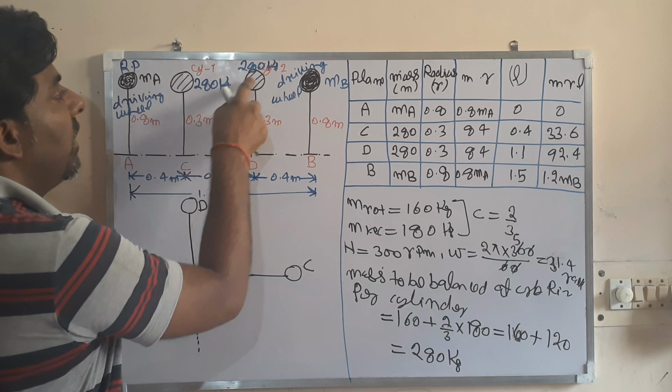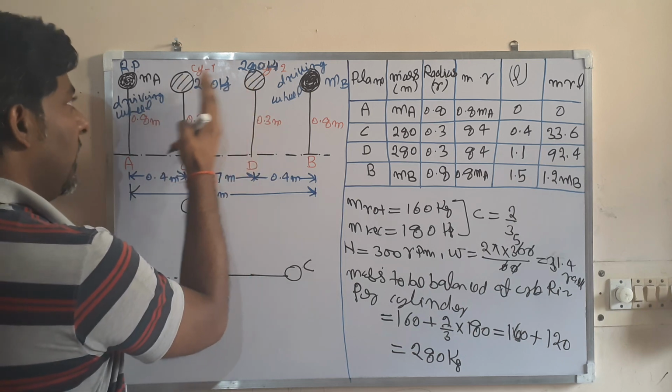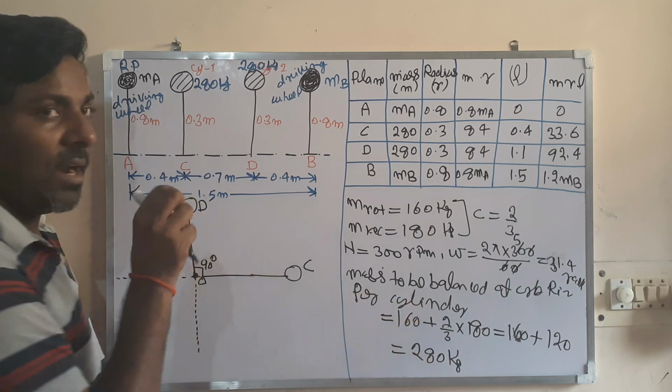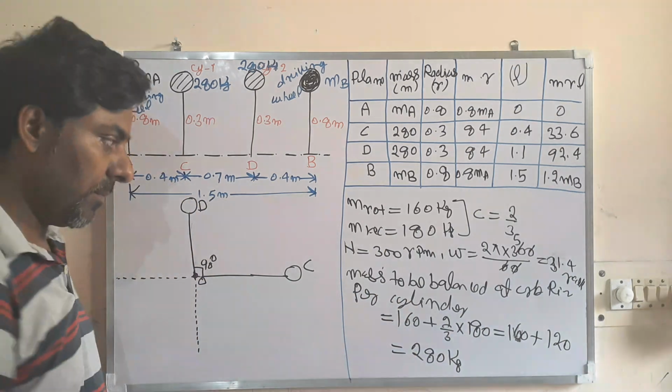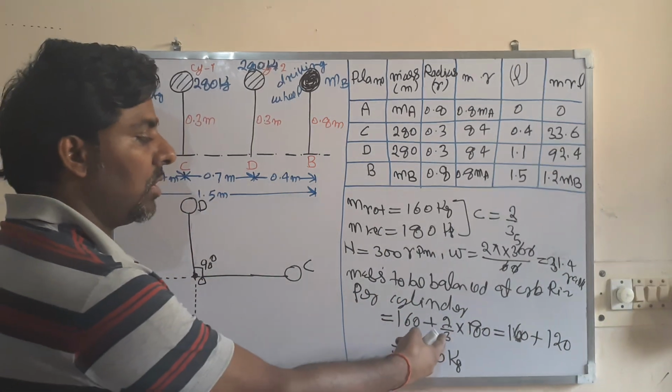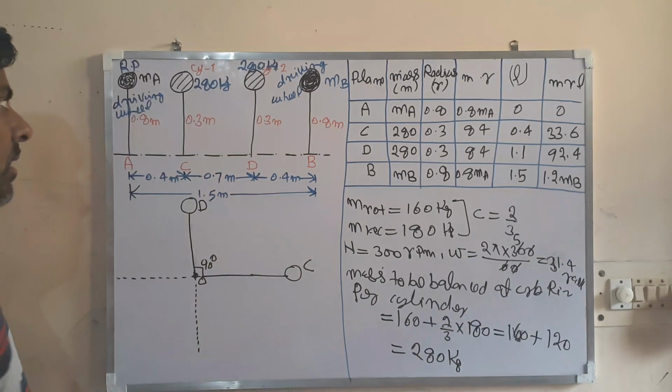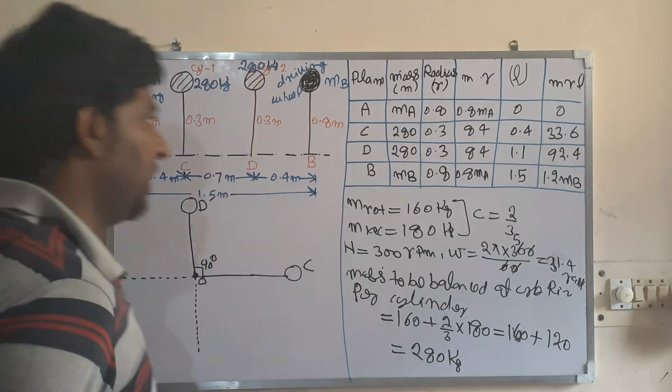So 280 and 280. This is two cylinders, cylinder 1 and 2. So 280 kg mass should be balanced at the crank pin of the cylinder: total rotary plus 2/3 of the reciprocating mass should be balanced at the cylinder. So this is 280.